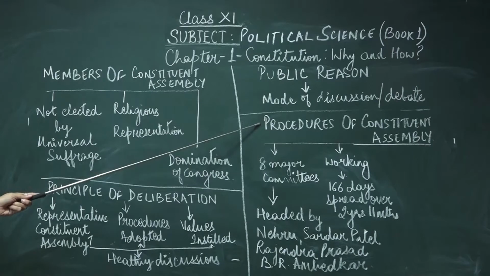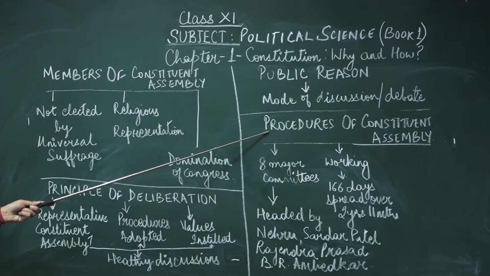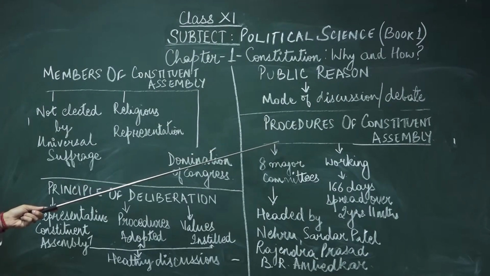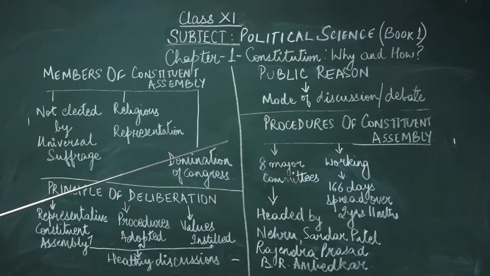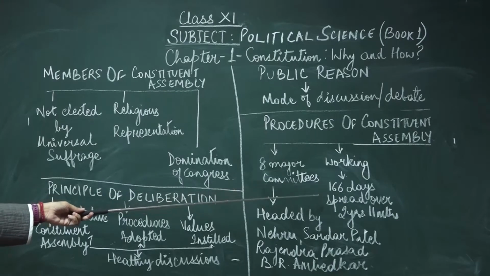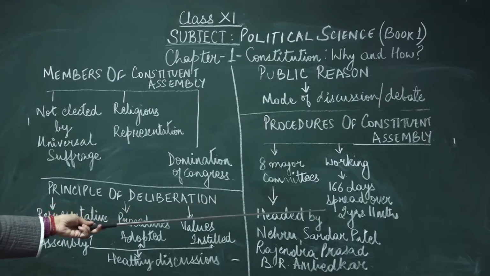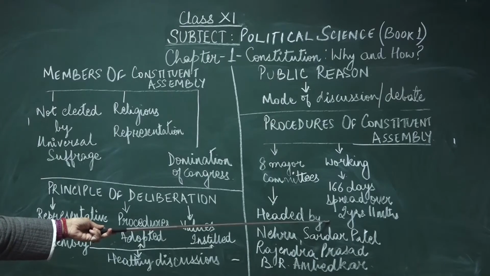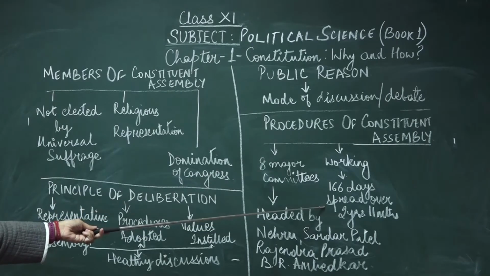What were the procedures which were followed by the Constituent Assembly? This is very important to know, what kind of procedures the Constituent Assembly followed. When the Constituent Assembly was working on making the Constitution, it worked for almost 166 days, which were spread over 2 years and 11 months. That is the time it took to frame our Constitution.